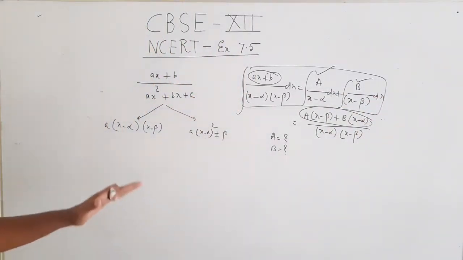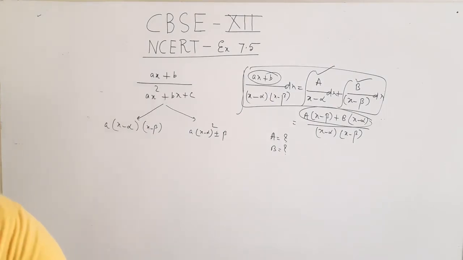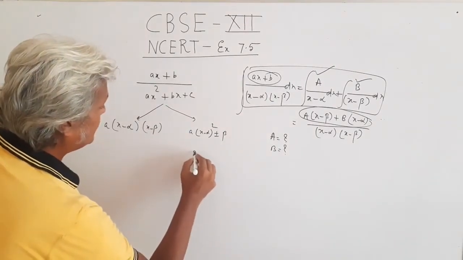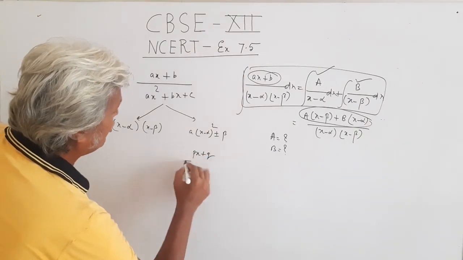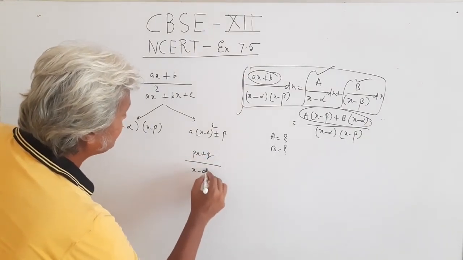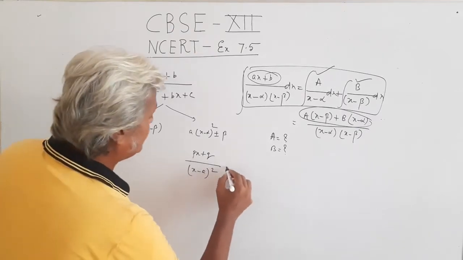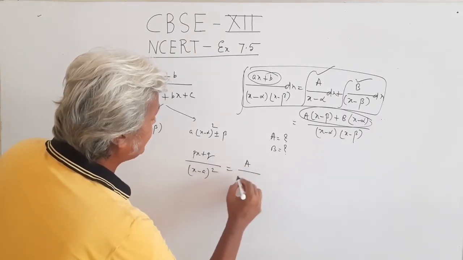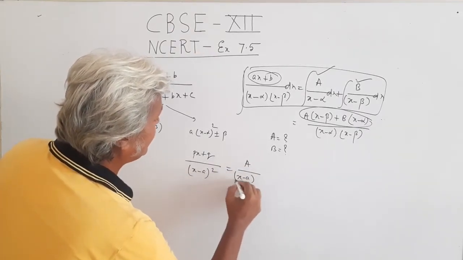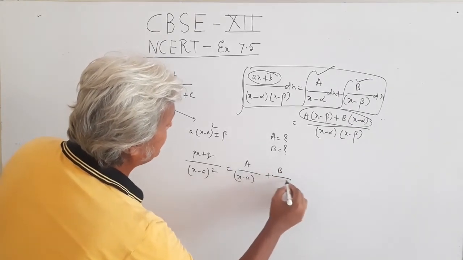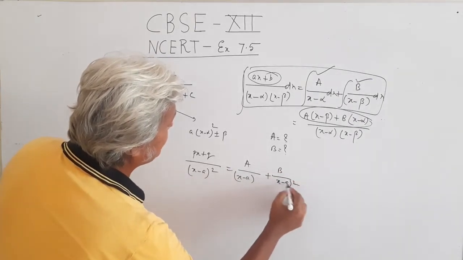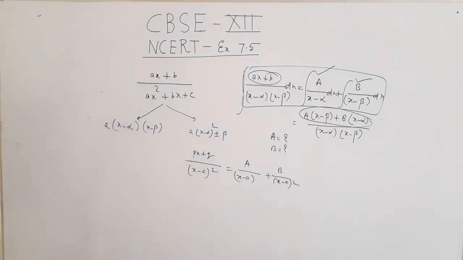So one such form goes like this. Another form goes like this. When you have the form (px plus q) over (x minus a) whole square, you need to write this as A over (x minus a) plus B over (x minus a) whole square, and then you continue doing the same thing.